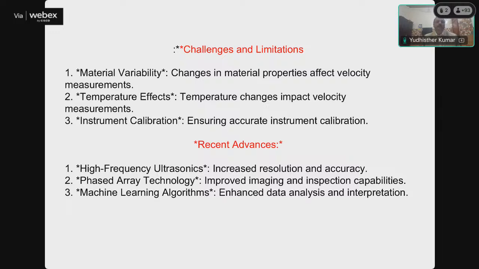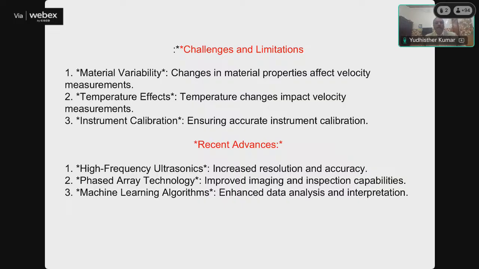Challenges and limitations. Material variability is one of the challenges. It changes the material properties, which affect the velocity measurement. Temperature changes impact velocity values. Instrument calibration, ensuring accurate instrument calibration, that is also a challenge.